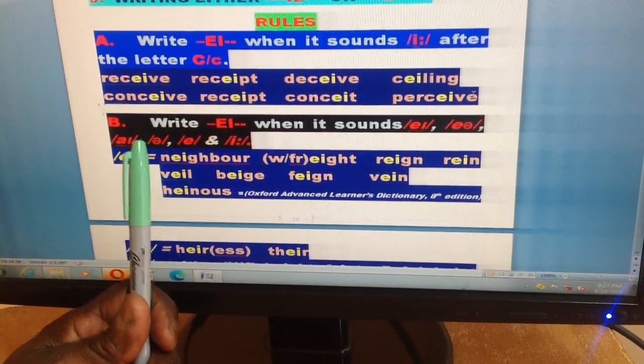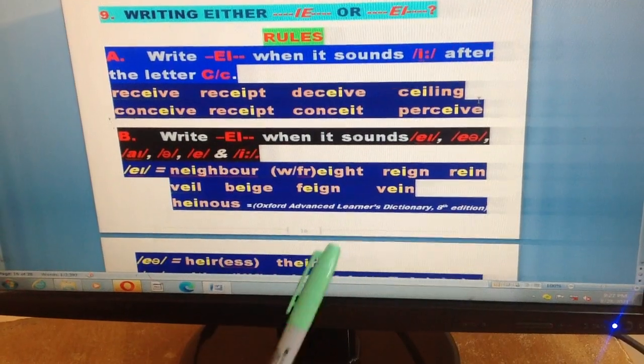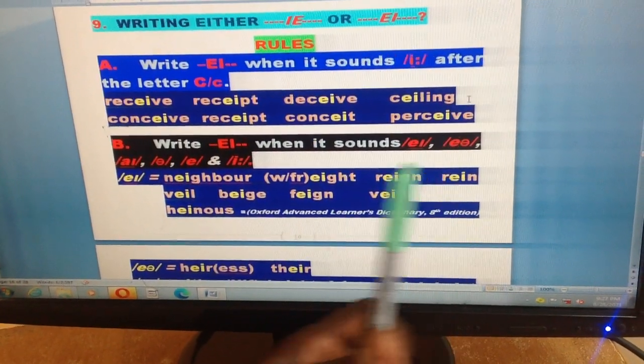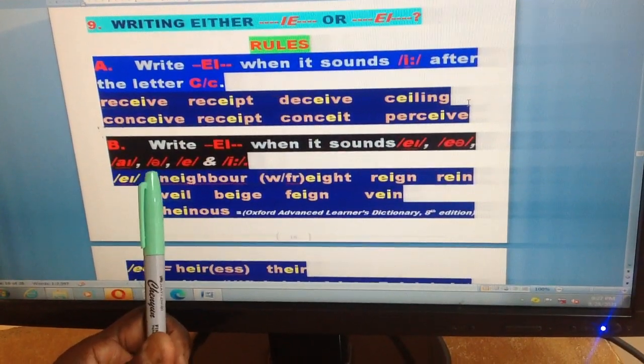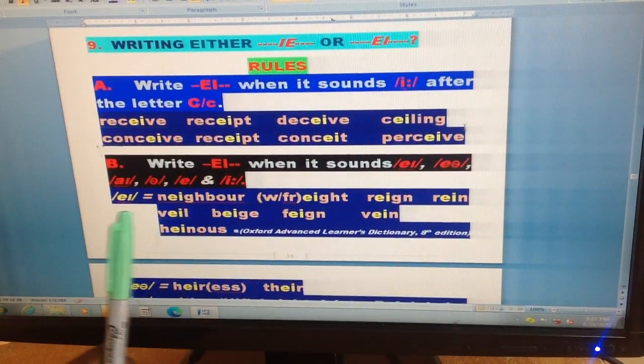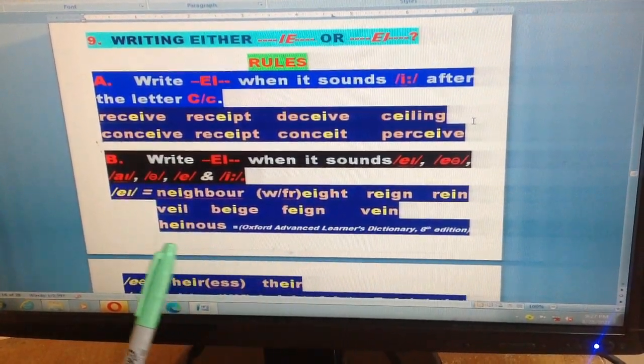We come to B. When do we write E-I? Well, if the sound is A, like in neighbor, eight, like that.